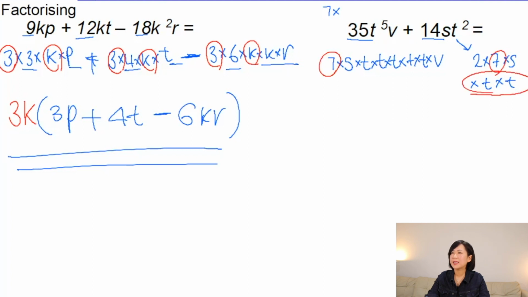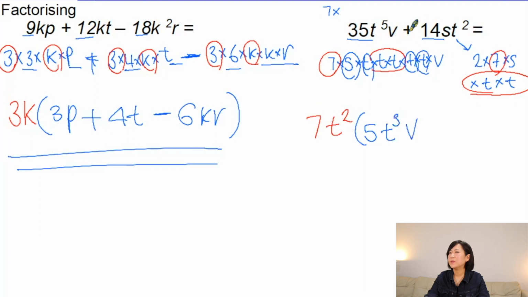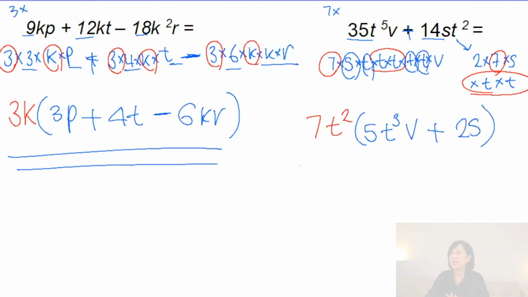Now, have your bracket, then let's put all other factors together. 5, and how many t do you have? You've got 5 t's. Now, you've got 3t left, right? So 5t cubed v plus 2s. This is the end of the factorizing.